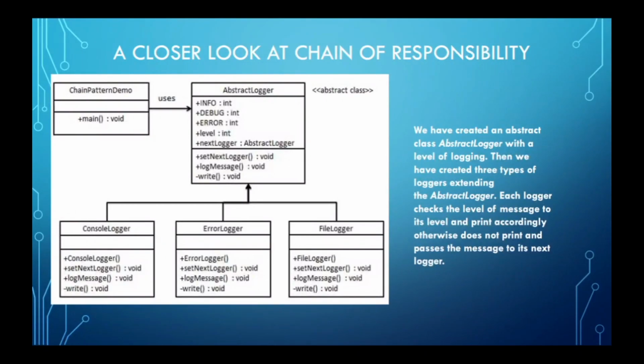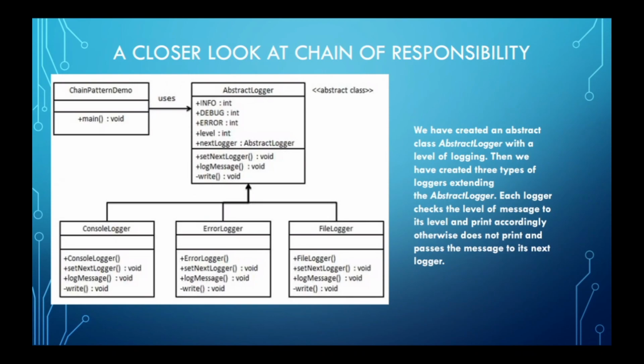We have created an abstract class, abstract logger, with a level of logging. Then we have created three types of loggers extending the abstract logger: file logger, error logger, and console logger, respectively. Each logger checks the level of the message against its own level and prints accordingly. Otherwise, it does not print and passes the message to its next logger.